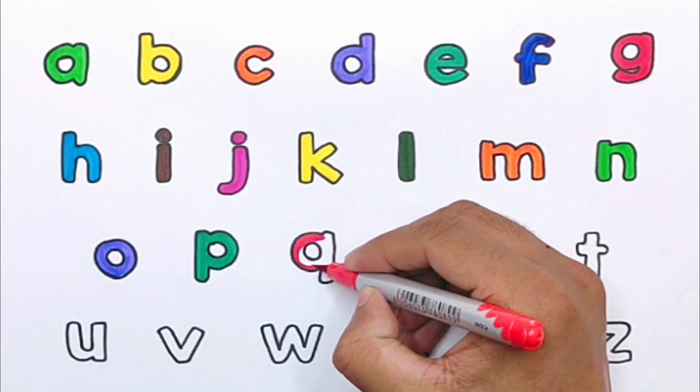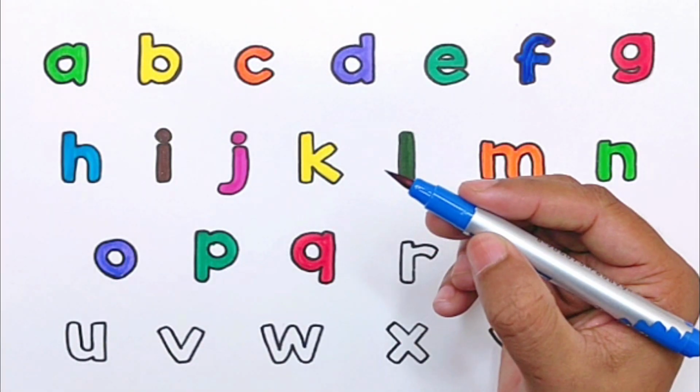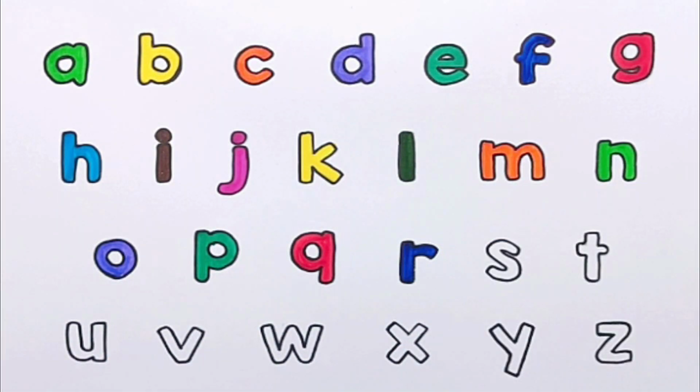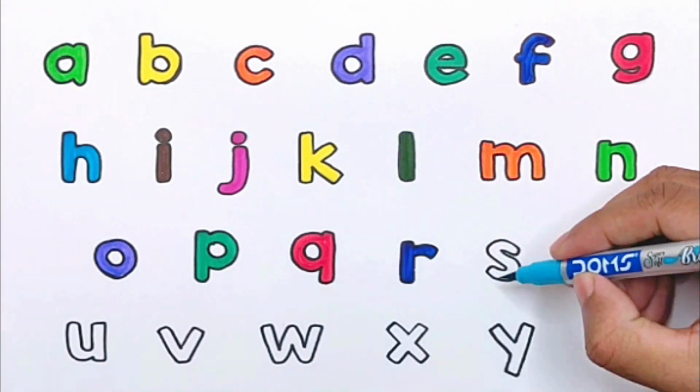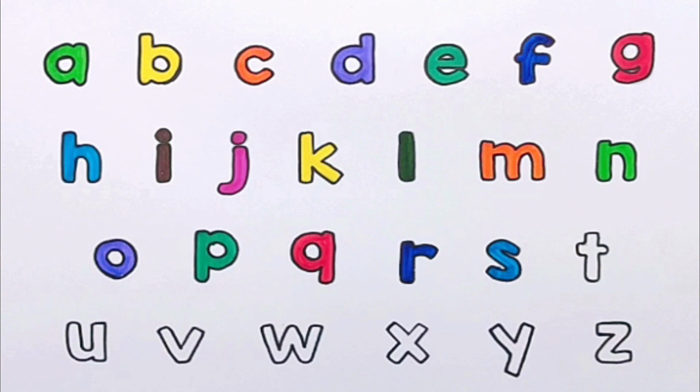Red color. Q. Q for quill. Blue color. R. R for ruler. Sky blue color. S. S for starfish.